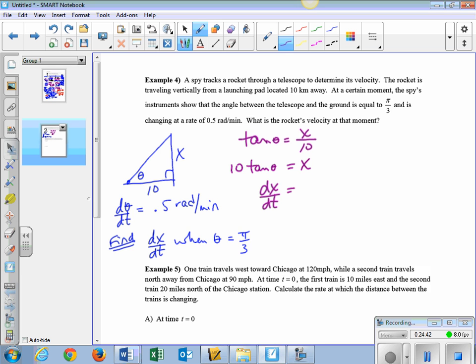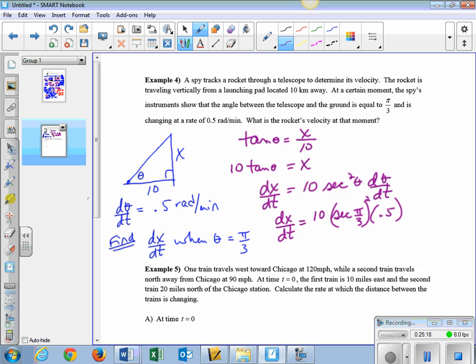And then on the right side, I'm going to take the derivative of my tan theta. So my 10 is going to tag along. The derivative of tangent is secant squared theta. Now we have to take the derivative of theta with respect to time, which is going to be d theta/dt. Okay, so I'm going to substitute in pi over 3. So that would be the secant of pi over 3, all that squared. d theta/dt was my 0.5, and so you just have to throw it in your calculator.